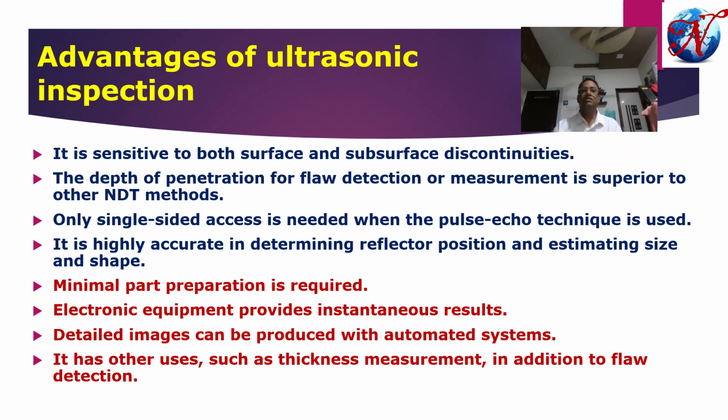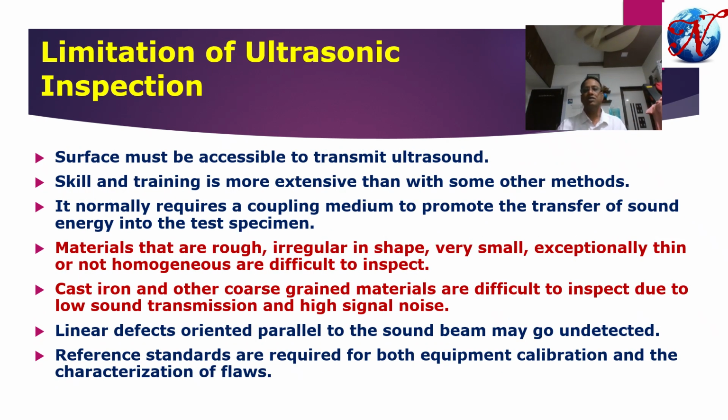There are a lot of advantages to ultrasonic inspection. It is very, very sensitive for both surface and subsurface discontinuities. Depth of penetration for flaw detection or measurement is superior to other NDT methods. Only a single side is required for the pulse echo type of technique. A lot of techniques are there; we will discuss them elaborately in our next session. It is highly accurate in determining reflector position and estimating size and shape. Minimal part preparation is required. Since electronic equipment is used, it provides instantaneous results. Detailed imaging can be produced with automated and advanced technology. It has other uses, such as thickness measurements in addition to flaw detection.